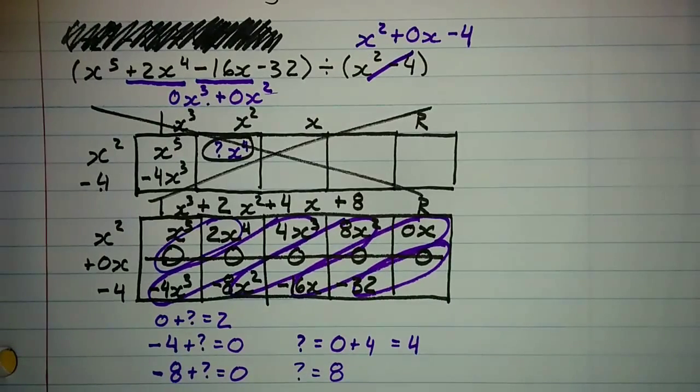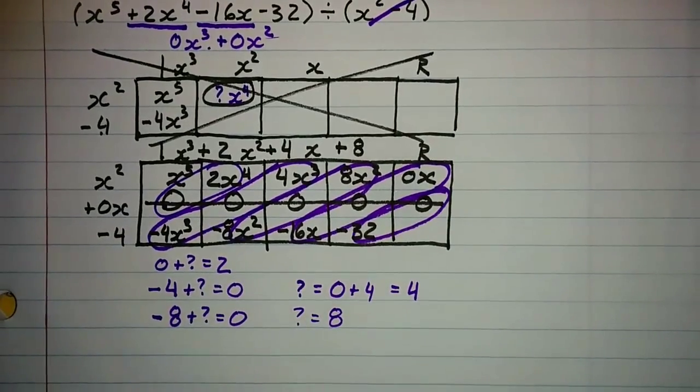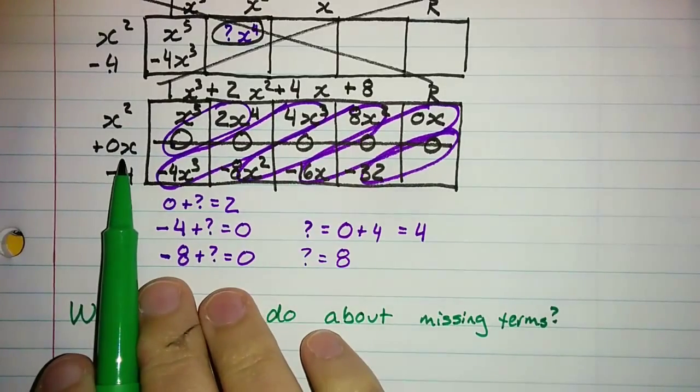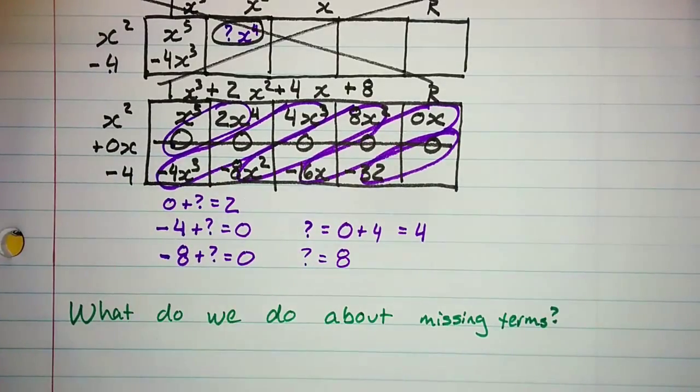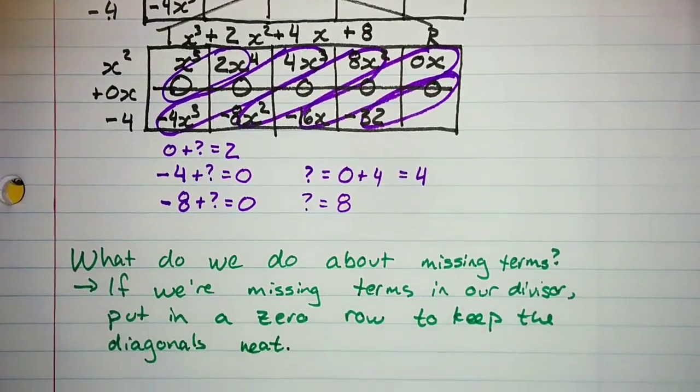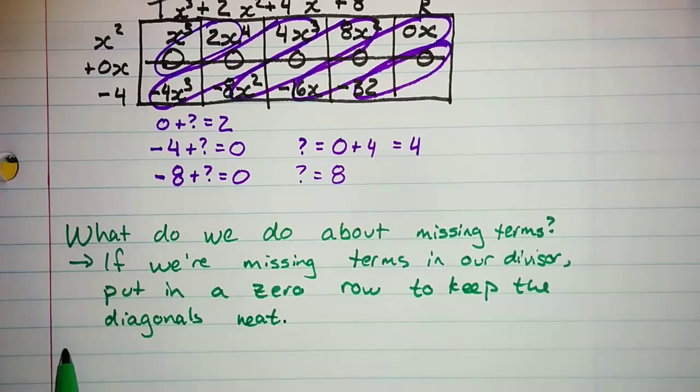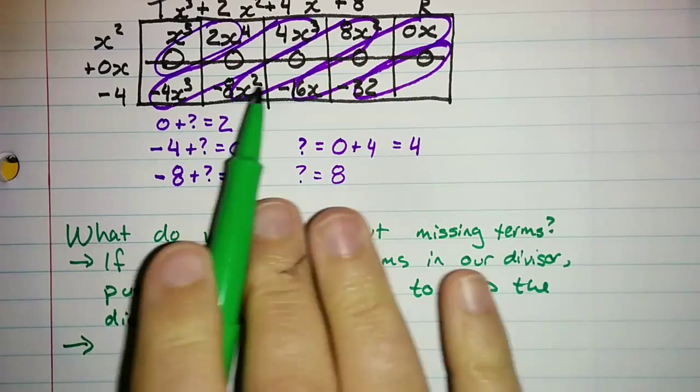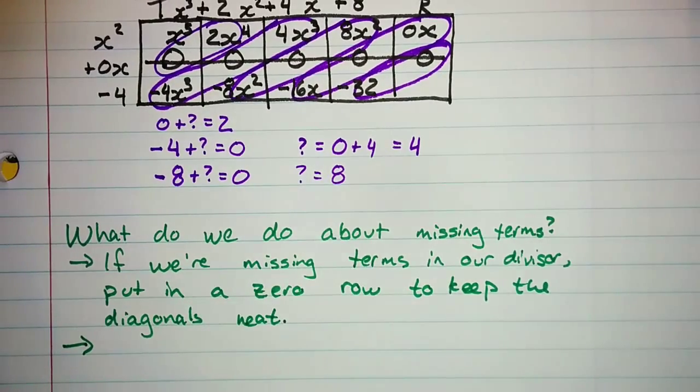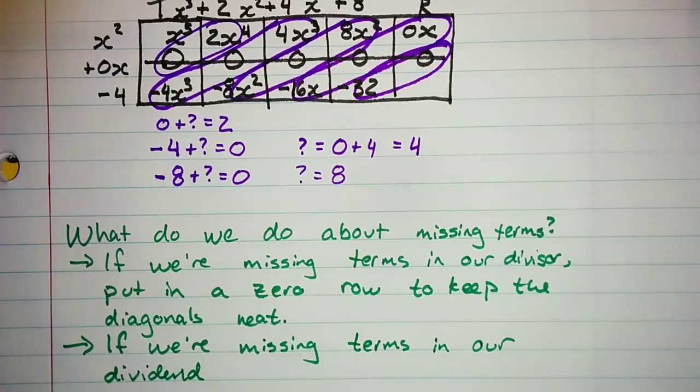So what do we do when we're missing terms? When we're missing terms, we just fill them in with zeros. If we're missing terms in our divisor, we put in a row for 0. And the reason we do that is just to keep the diagonals neat. If we're missing terms in our dividend, well, they're 0 when we come to them.